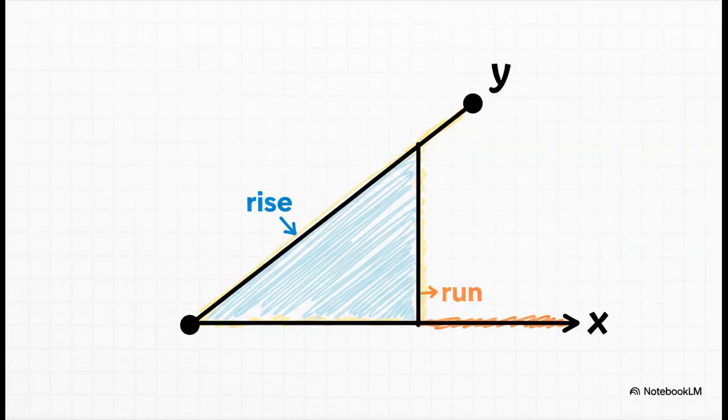Let's calculate it for our line then. The rise is 2 minus -3, which is 5. The run is 7 minus 1, which is 6. So our gradient is 5 divided by 6. And since it's a positive number, that tells us, correctly, that the line is going uphill.